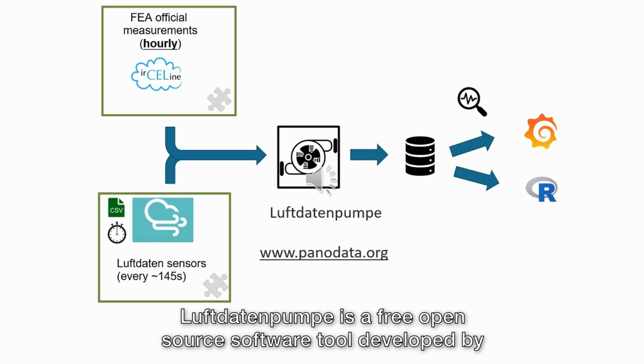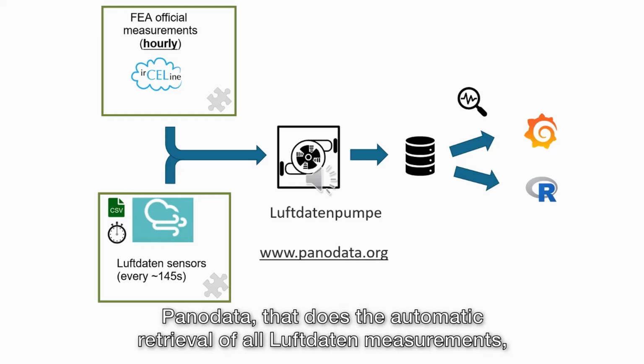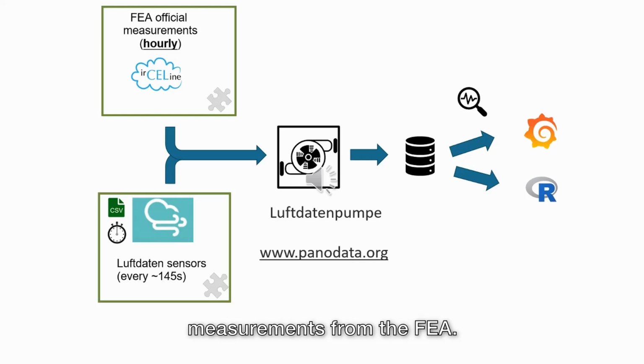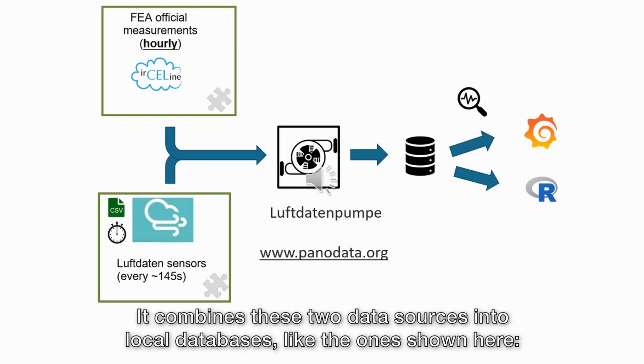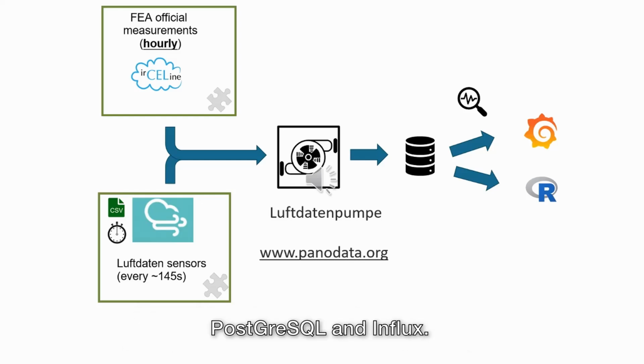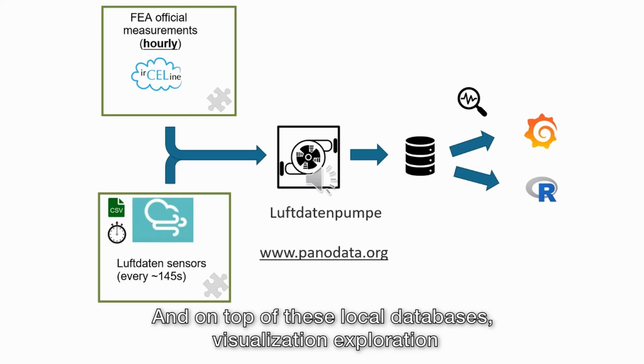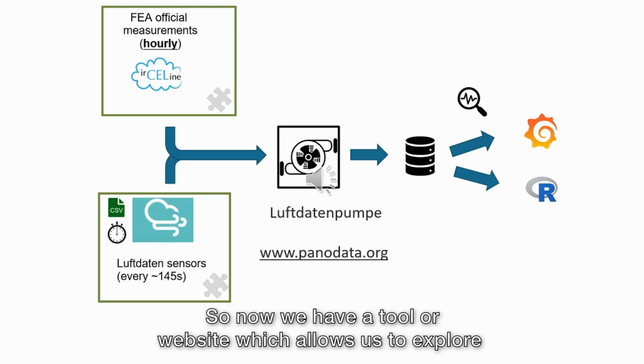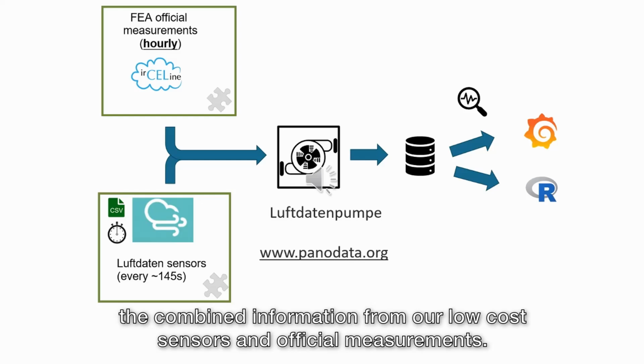Luftdatenpumpe is a free open source software tool developed by Panodata that does the automatic retrieval of all Luftdaten measurements, both real-time but also from historic backlog CSV, as well as official measurements from the FEA. It combines these two data sources into local databases, like the one shown here, Postgres and Influx. And on top of these local databases, visualization exploration is done mainly by Grafana, but other options like R and Shiny are possible too. So now we have a tool or website which allows us to explore the combined information from our low-cost sensors and official measurements.